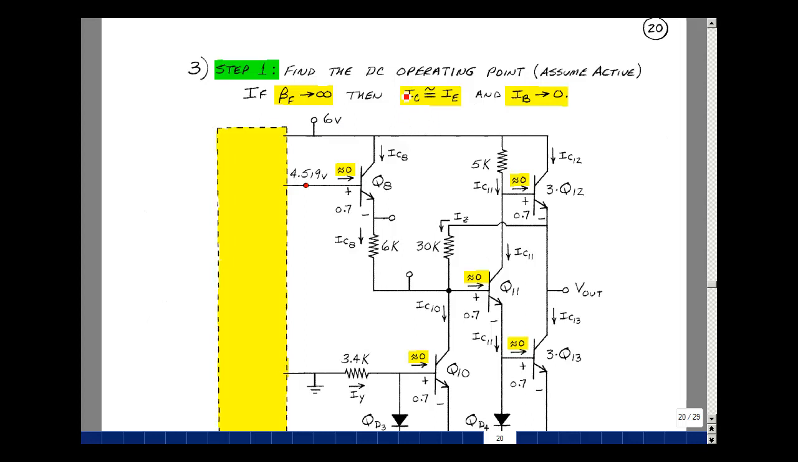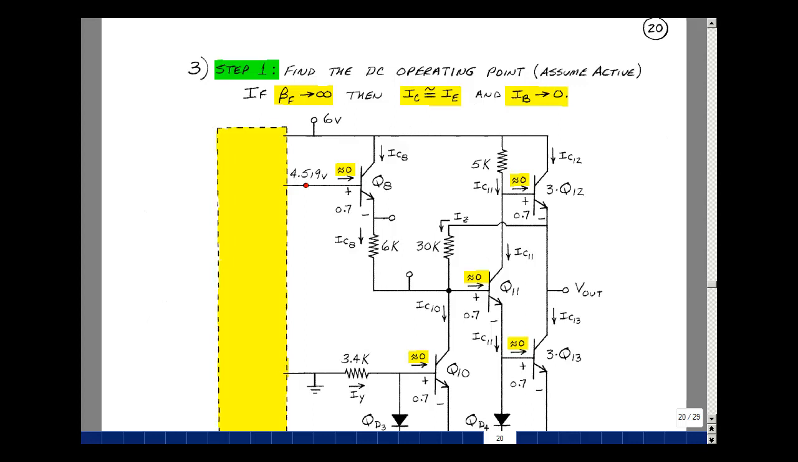If I have a collector current in the active region, the base current is the collector current divided by beta F, and if beta F is approaching infinity, then that base current is approaching 0. Now in reality, of course, we don't have infinite betas, we've got finite, but our base currents are small. They're usually in microamps or nanoamps.